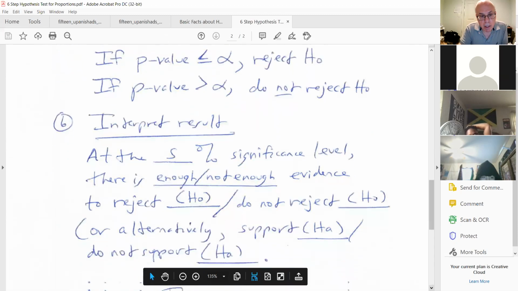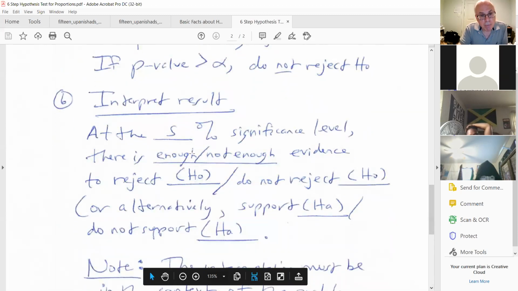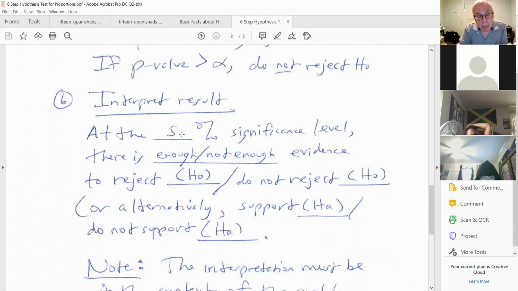And finally, interpretation. The interpretation part of it is you're going to say something like, at the specified percentage significance level. So typically, if alpha is 5%, you're going to say at the 5% significance level. You must state the significance level in an interpretation. So typically you say it right at the beginning. At the 5% significance level, there is enough or not enough evidence, depending whether you rejected the null. You're either going to reject or not reject the null.